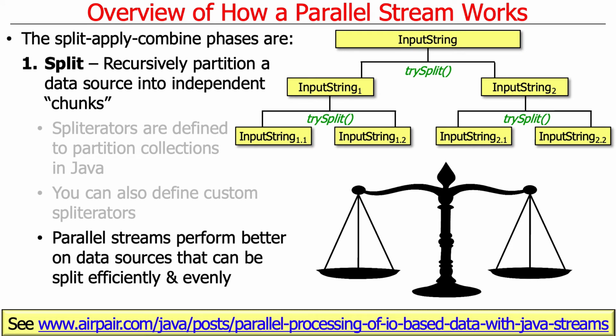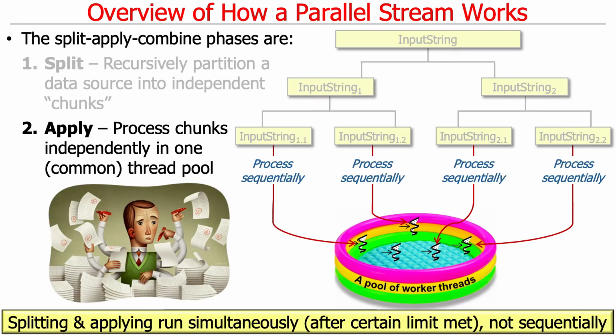As a general rule of thumb, parallel streams perform better if the data sources they work on can be split efficiently and evenly. So the faster you can split things up into even-sized chunks, the better it's going to work. And the reason for that, of course, is if you split everything up into even-sized chunks, then you only have to do log n splits in order to get yourself to the atomic elements that you need to process through the apply phase.